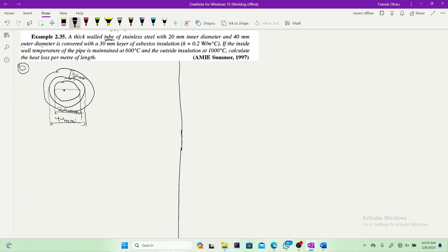If the inside wall temperature of the pipe is maintained at 600 degrees Celsius, now here is 600, T1. Let's call here T2 and then here to be T3. So now T1 is 600, T2 we don't know, and then T3. The outside insulation is 1000, right? So 1000 degrees Celsius. And we are given the K of the asbestos to be 0.2 watts per meter degree Celsius. Now we are supposed to find the heat loss per meter of length.